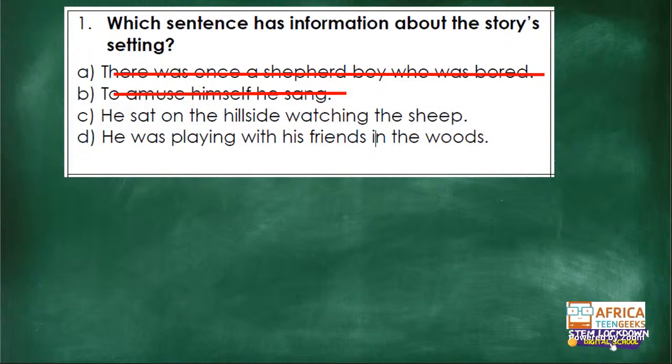Yeah. Now, that one tells us in the woods, but there's no way in the story that he was playing with his friends. Was he playing with friends? So he wasn't playing with friends. So that one also has to be a no. So the right answer is C. Good. You want to do another one for us?